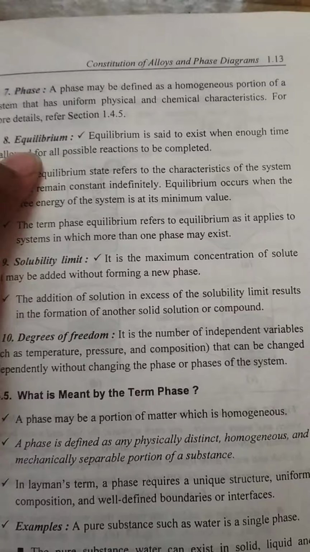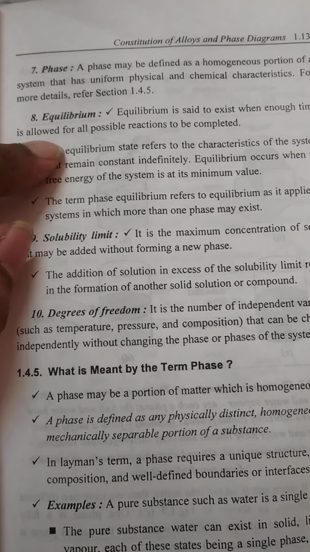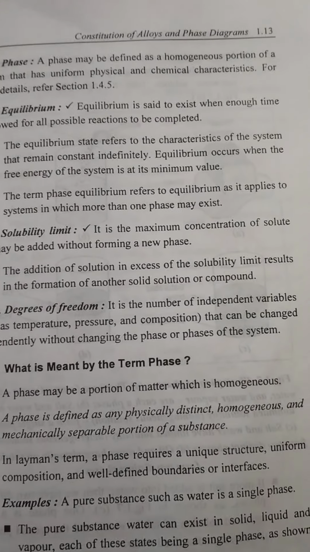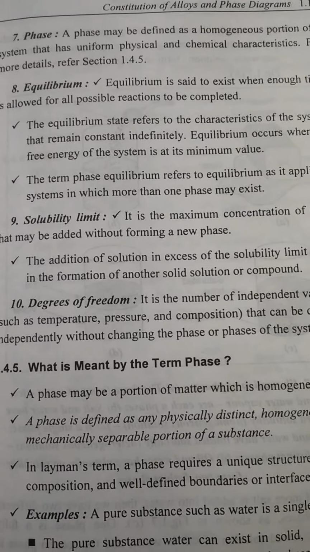So next is equilibrium. Equilibrium is said to exist when enough time is allowed for all the possible reactions to complete. I'm giving enough and suitable time for all the reactions to complete. That is called equilibrium.